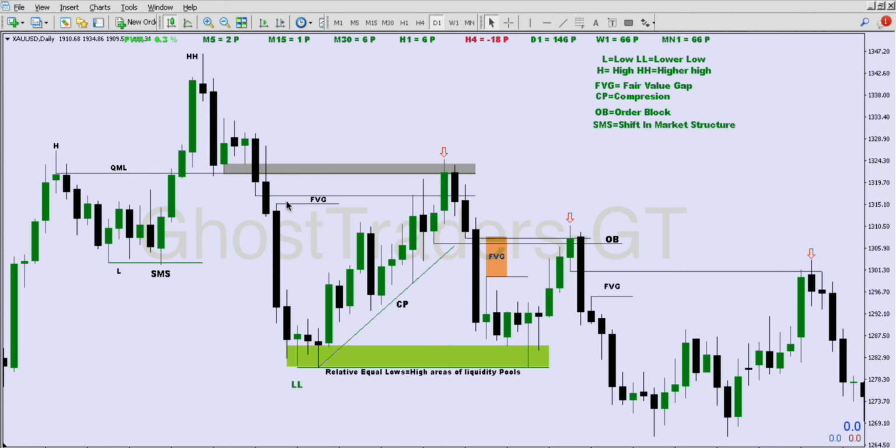So you can see here we have a fair value gap, we have an order block, and we have our QML level here. So price gets to this level here, and then we get to see a drop in price.